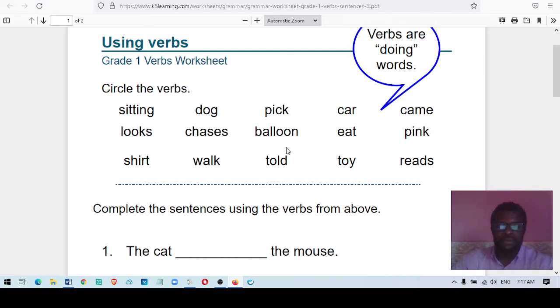This is a balloon. Balloon is a noun. Eat is a verb. Pink is a color. It is a noun. We've got shirt, a noun, the name of something. Walk is a verb. Told is a verb. Toy, name of something. This is a noun. Reads, this is a verb. So it's important that we try to learn how to recognize our verbs from a group of words like this.